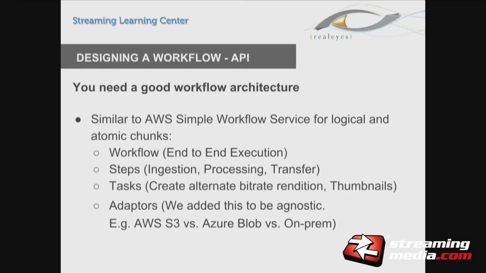Now, a good idea is to consider how you want to put that workflow together. We've done it in a couple of different ways, but a lot of it has been real similar to how AWS Simple Workflow Service works. If you guys have worked with that before, it's pretty cool. It breaks things down into a few different concepts. You have the workflow, which is your whole end-to-end execution. You have your steps within that workflow: ingestion, processing, transfer. And you have individual tasks: creating alternate bitrate renditions, thumbnails. And then there are also things like adapters. We've done this so we can be a bit more agnostic. So we can have an AWS S3 adapter or an Azure Blob adapter, or on-prem. We do that for things like storage and file management.